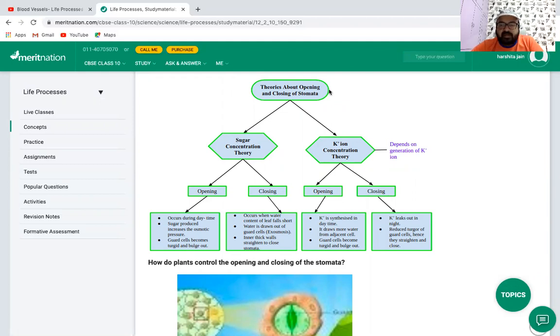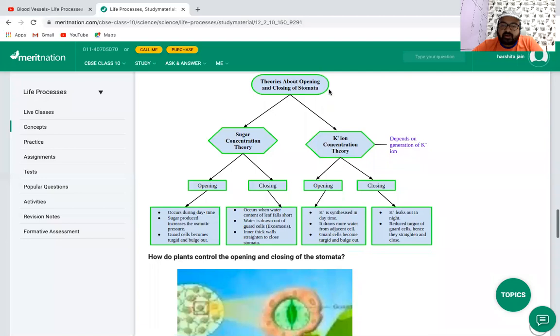Similarly, the potassium ion concentration theory. Potassium is synthesized in the daytime. So for that, it draws more water from the adjacent cell. When it draws water, the guard cells will become turgid and bulge out. In the night time, it leaks out. Turgor pressure of the guard cells decreases and hence they straighten and close.